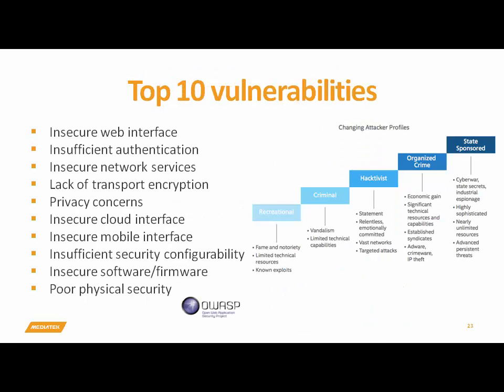OWASP have identified the top 10 vulnerabilities in IoT, and I've listed them here. Insecure web interface, insufficient authentication, insecure network services, lack of transport encryption, privacy concerns, insecure cloud interface, insecure mobile interface, insufficient security configurability, insecure software or firmware, and poor physical security.